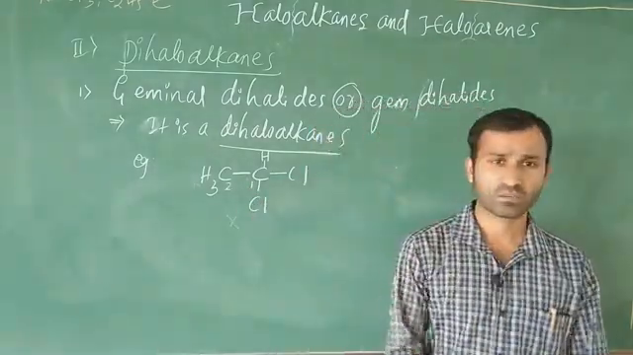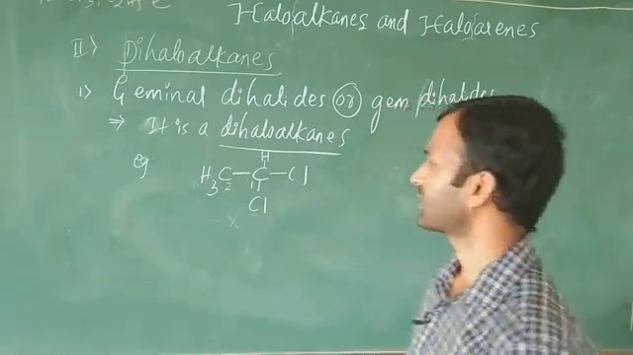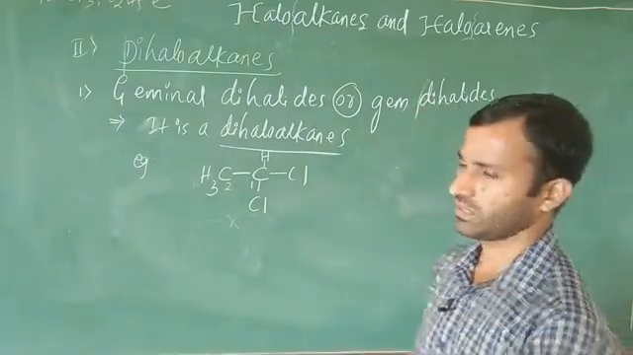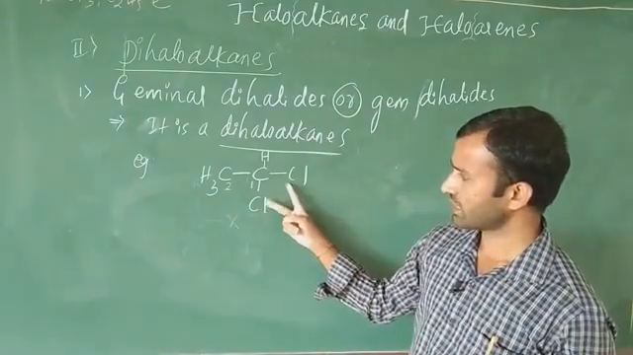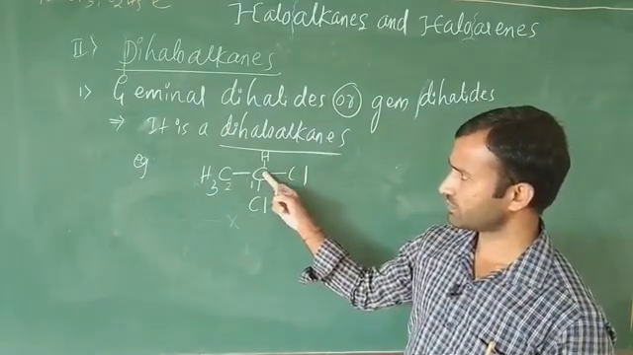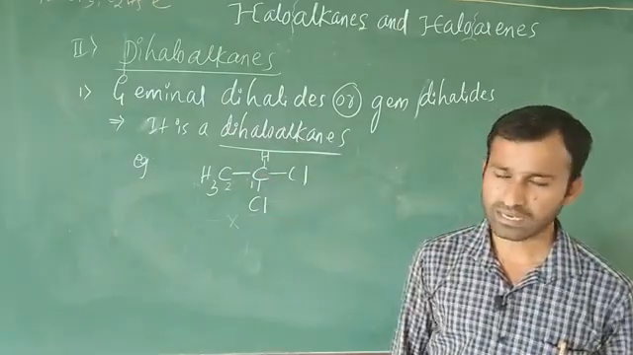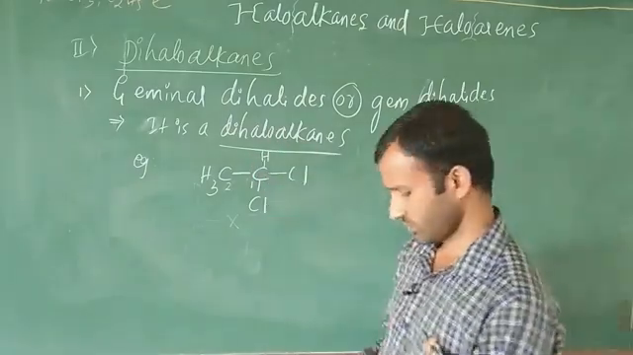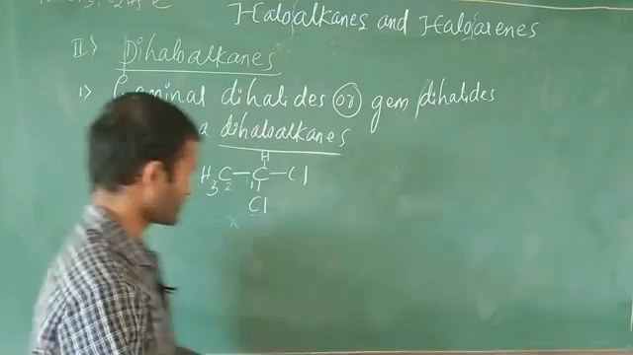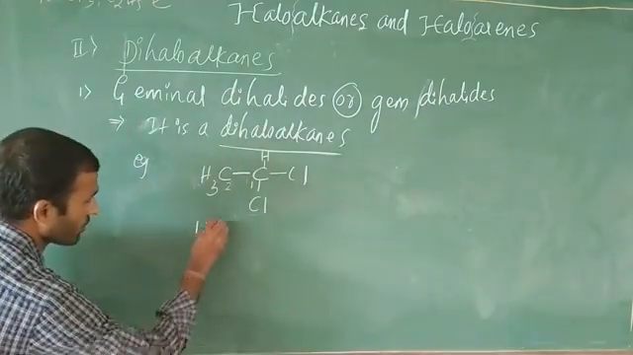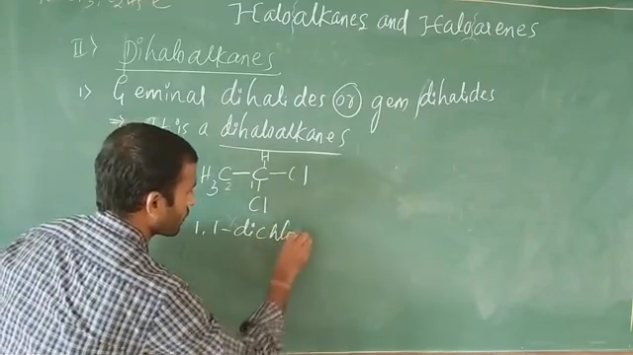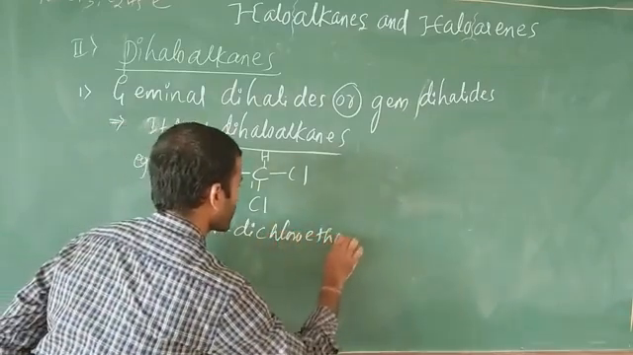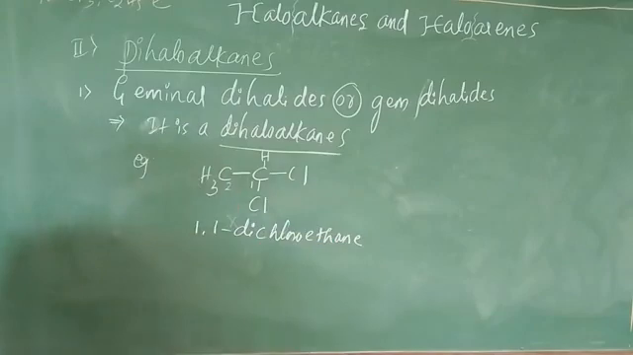It is an example of geminal dihalides. The definition is very simple. Don't forget the definition, just see here: two halogen atoms directly attached to the same carbon atom, that is called geminal dihalides. Okay. If you want, you can write the IUPAC nomenclature here: 1,1-dichloroethane. This is the IUPAC nomenclature.